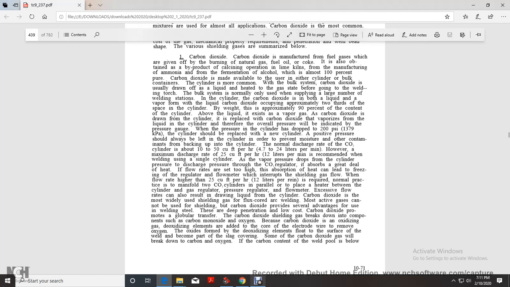The normal practice is to manifold carbon dioxide cylinders in parallel, placing a heater between the cylinder and the gas regulator. Excessive flow rates can result in the drawing of liquid from the cylinder.